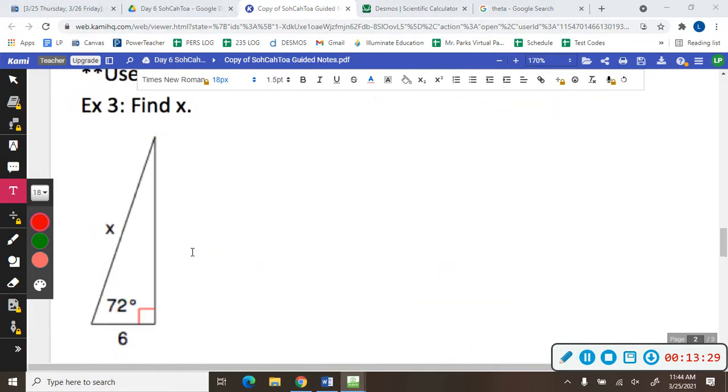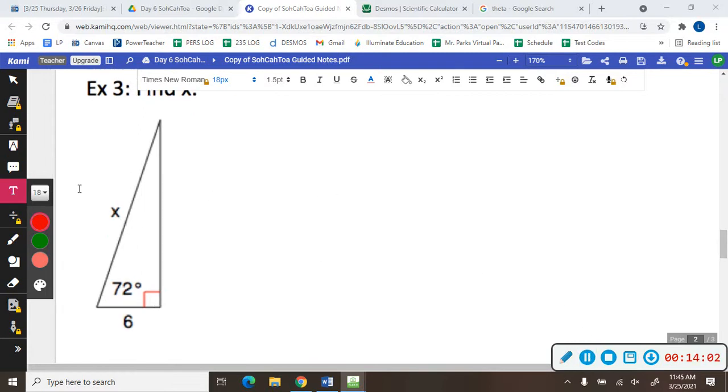Alright, here's another example. They tell us 72 degrees. They tell us a leg. They want us to find the hypotenuse. We cannot use Pythagorean theorem because I have to know this also to find the hypotenuse. So what I want you to do is take a second, pause the video, see if you can set up the ratio yourself and find how long this is. Now it should be bigger than 6 because it's the hypotenuse. So see if you can find the hypotenuse yourself.